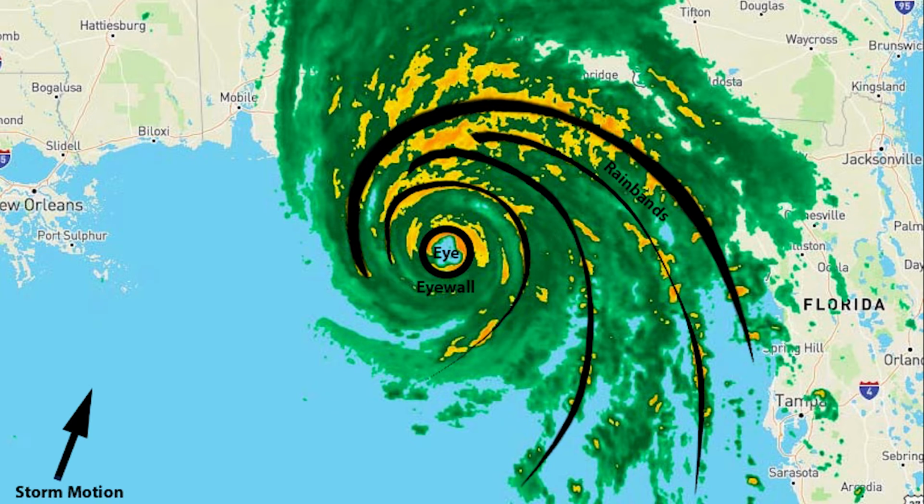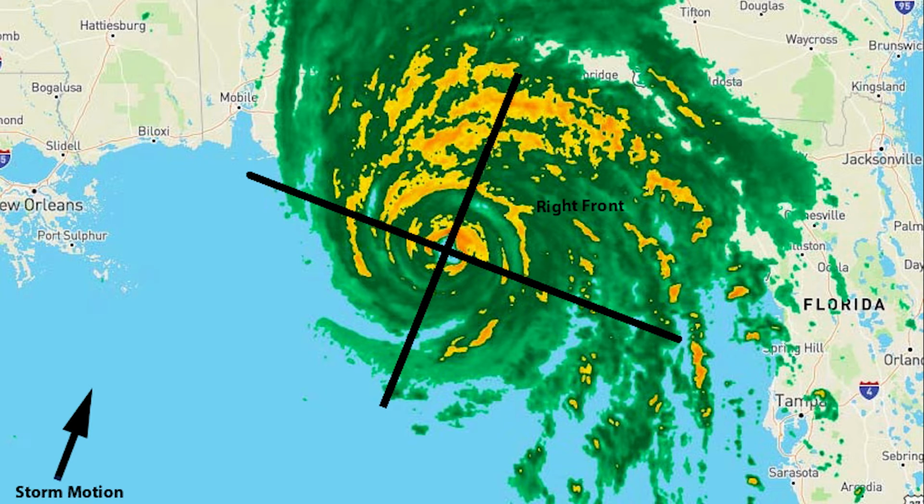Rain bands are curved bands of clouds and thunderstorms that trail away from the eye wall in a spiral fashion. These bands are capable of producing heavy bursts of rain and wind, as well as tornadoes. A tropical cyclone's greatest impacts often occur in the right front quadrant of the system relative to the storm's motion.